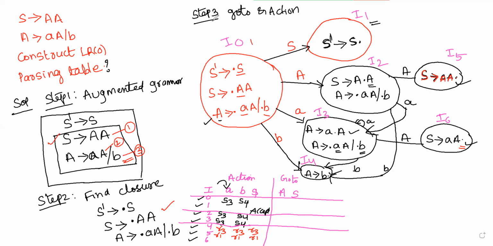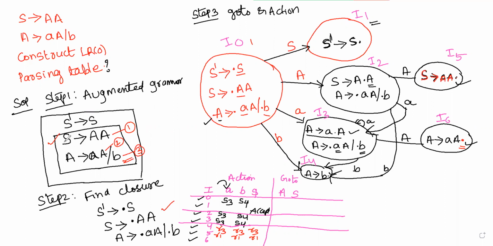Some mistake here. This is not S tends to AA. This is A tends to aA dot, because we are finding here A tends to a dot A, that's why we have a dot A. Now I am going to see this is a final production. This is a final value, having the final dot at the end. Now I am going to write this I6 as the third production.